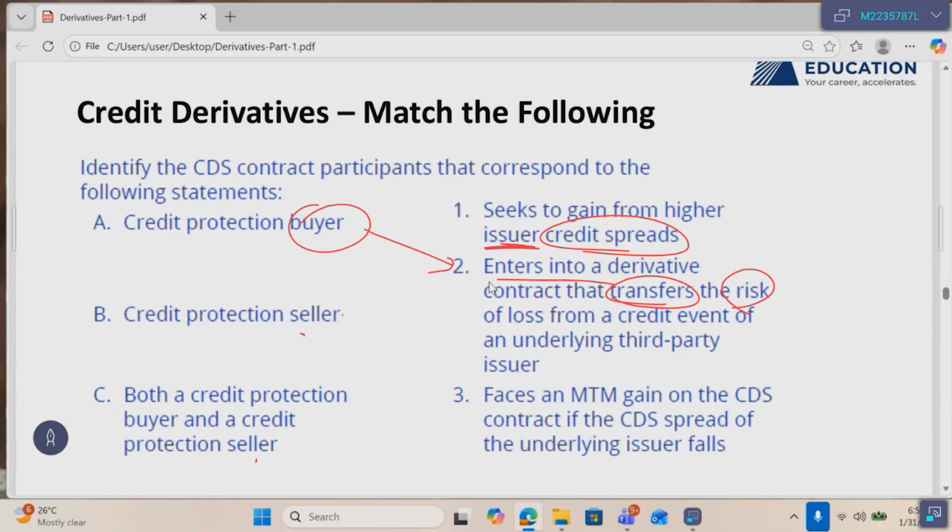Is it both, or is it the seller? The option says they face an MTM gain on the CDS contract if the CDS spread of the underlying issuer falls. The CDS spread is again the amount of default risk, right? If that falls, then who will make a gain on the CDS contract? Credit protection buyer and the credit protection seller. That's interesting.